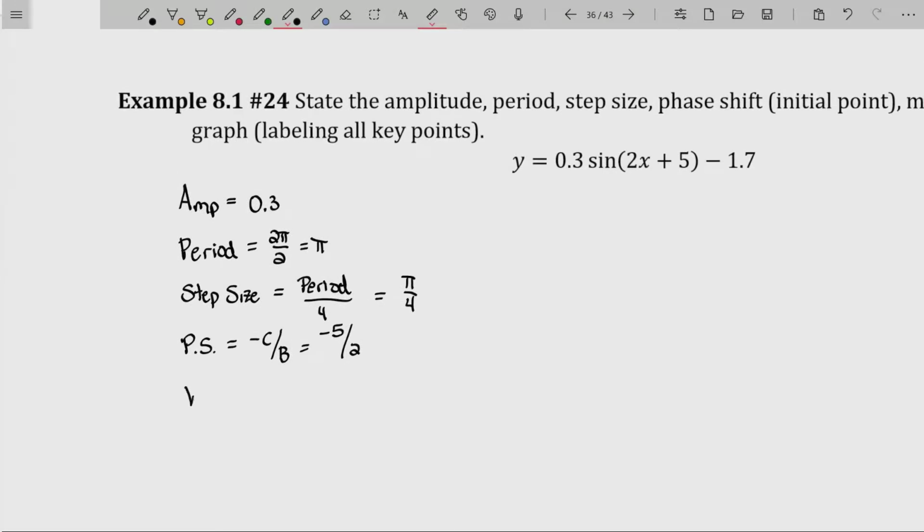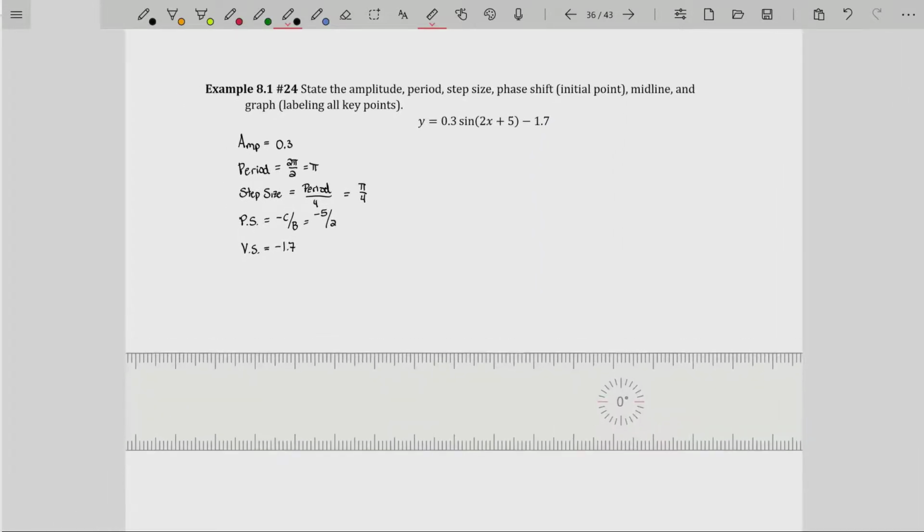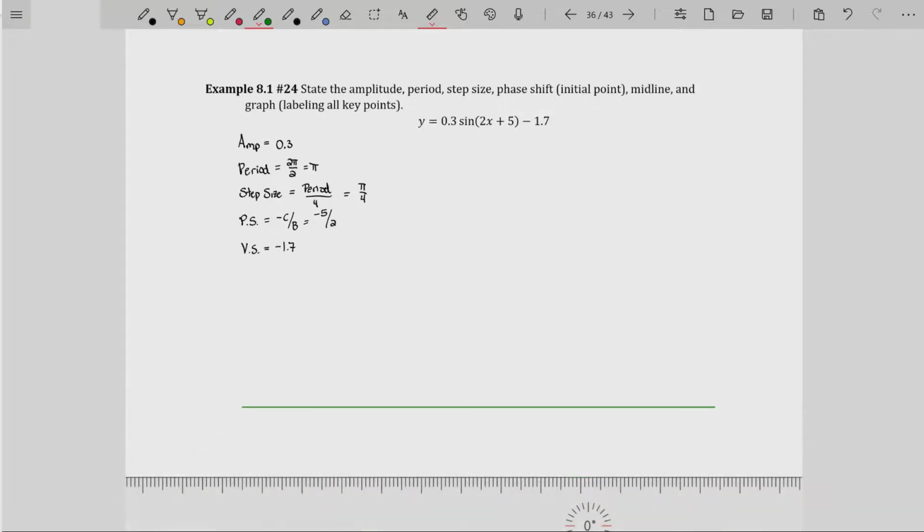And finally, the vertical shift. How do I know I'm doing that next? Because that's the last one in line. And the vertical shift is negative 1.7. Let's go ahead and graph. Let me find my ruler. There it is. So I'll graph the midline. I'll actually graph it down here since it is at a negative 1.7. I'll just make it solid because, well, I want to.